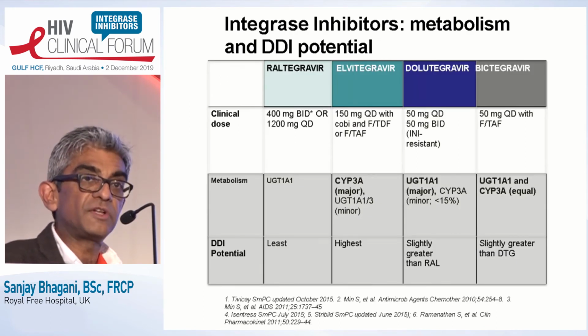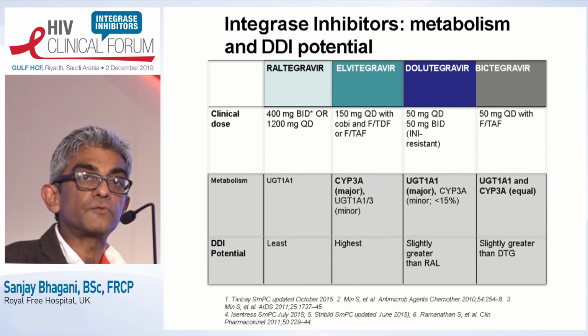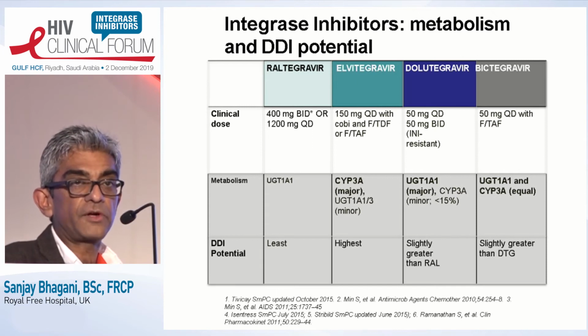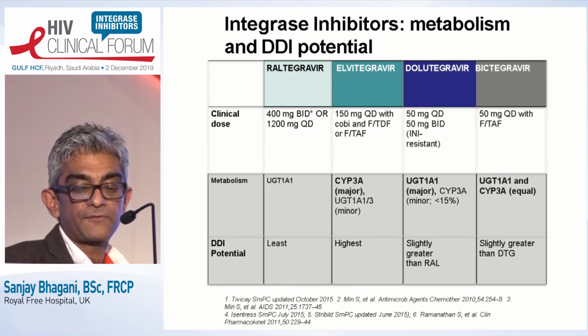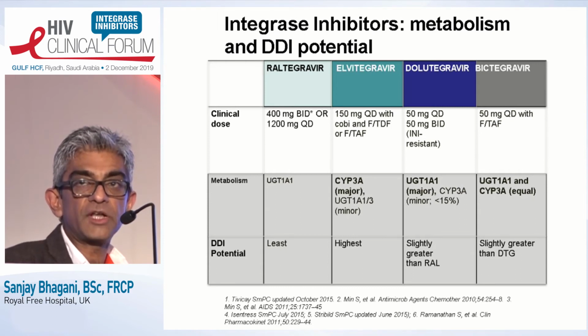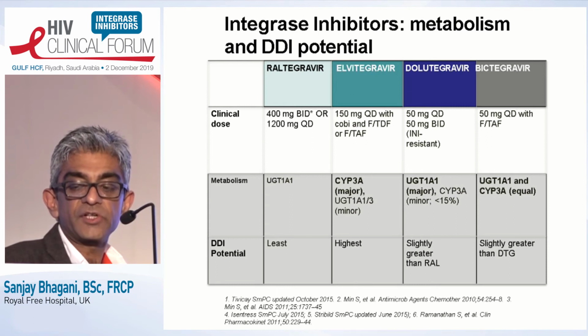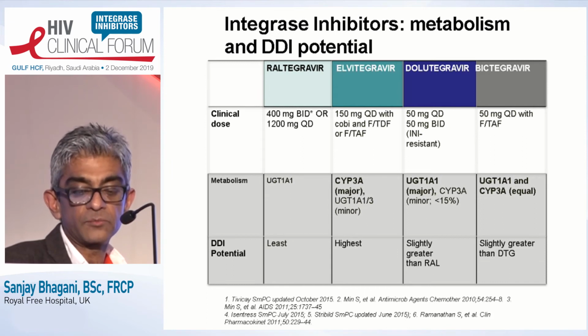So let's look at the metabolism of the 4 licensed integrase inhibitors and think about the potential for drug-drug interactions. Raltegravir is dosed either once daily at 1200 milligrams or 400 milligrams twice daily. Elvitegravir is boosted with cobicistat and combined with either FTAF or FTDF. Dolutegravir is available either as a single tablet, 50 milligrams once a day, or as a triple combination with abacavir and lamivudine, and bictegravir is only combined with FTAF and not available as a single tablet.